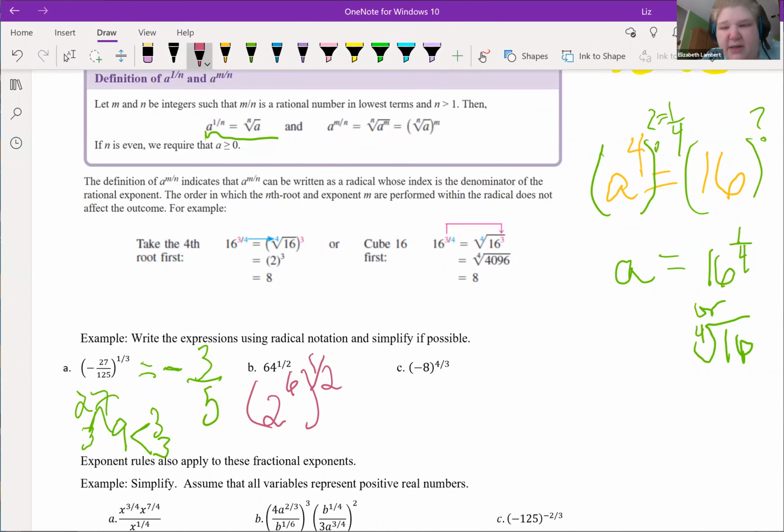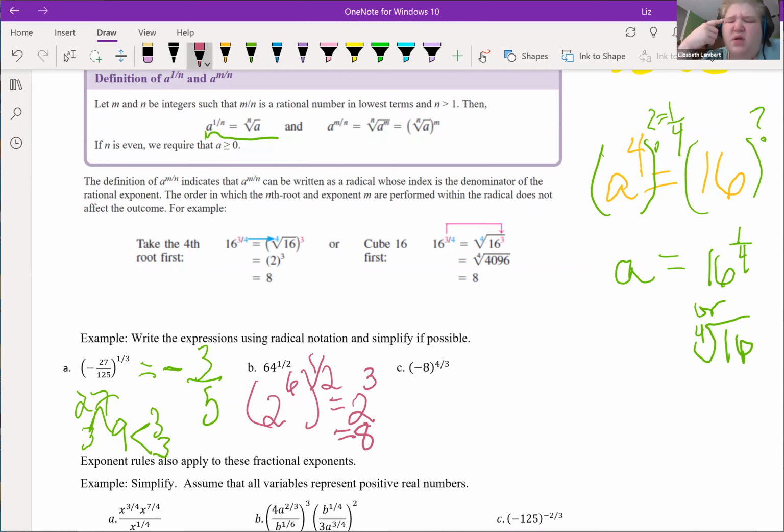Those exponents only have multiplication between them, so we can multiply. So 6 times 1/2, or half of 6, is 3. So it's 2 to the 3rd, which comes out to be a lovely 8. But if you remember, 64 is just 8 times 8, so it's 8 squared. Then the squared power and the 1/2 cancel off.